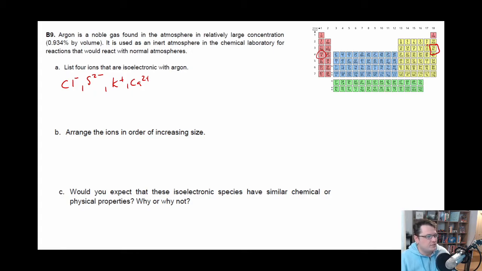Next part, arrange the ions in order of increasing size. When we're talking about atomic radius and ionic radius, what we're talking about in those cases is essentially how big the cloud of electrons around the nucleus is. Because the protons and neutrons, the nucleus, are really small. It's really tightly packed together. That makes up almost zero amount of the actual atomic radius. The atomic radius is primarily where the electrons actually reside in those cases.